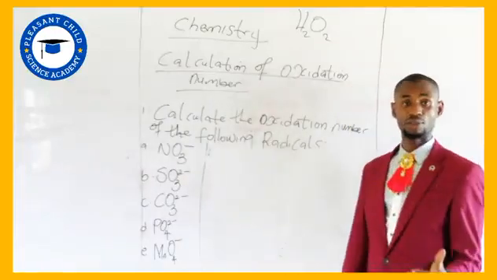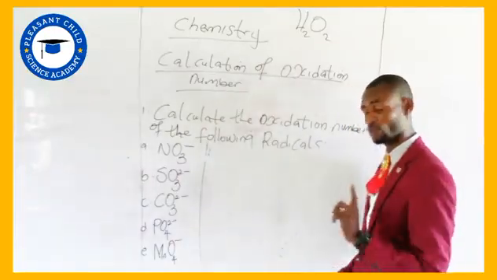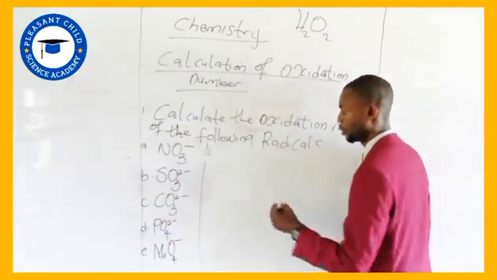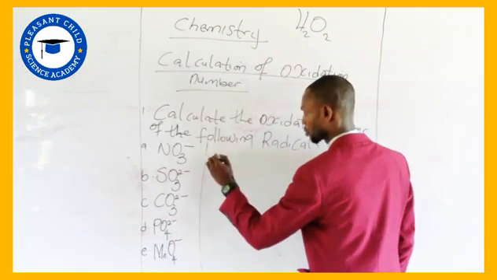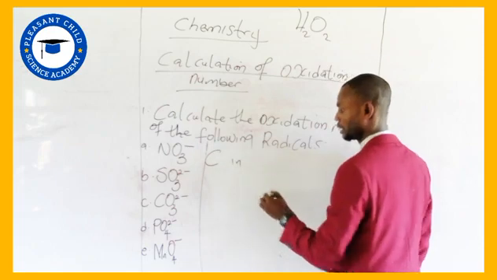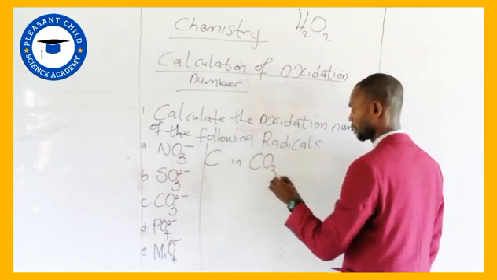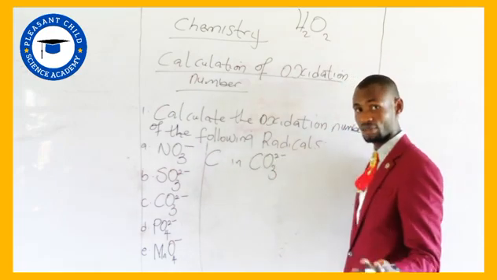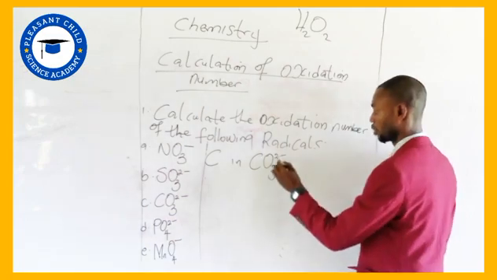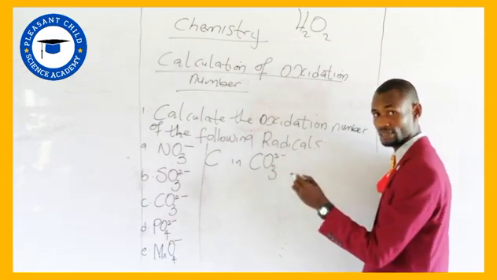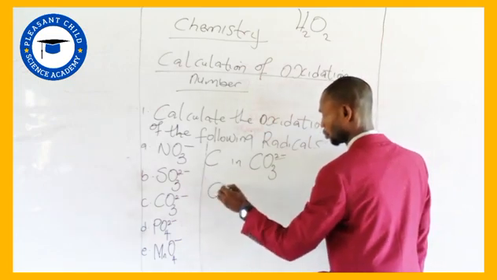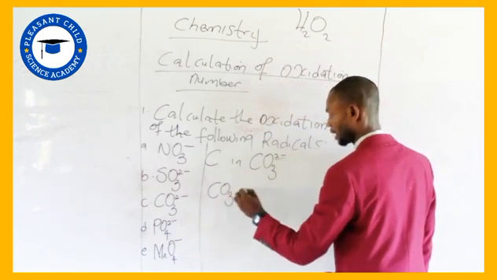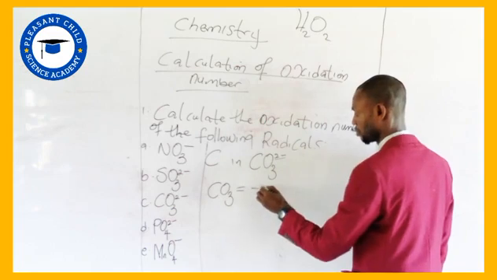So by now, I believe that you should be able to calculate the oxidation number of our element. Okay, we want to calculate that of carbon in CO3 2−. And remember, as the custom, the valency of CO3 is 2−. So we are going to write CO3 and equate it to the valency, which is −2.